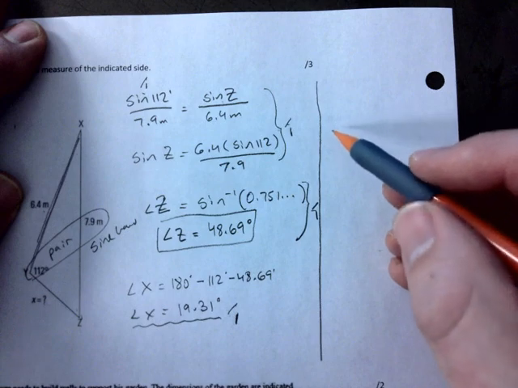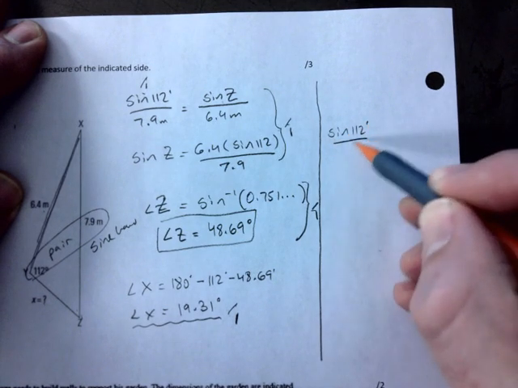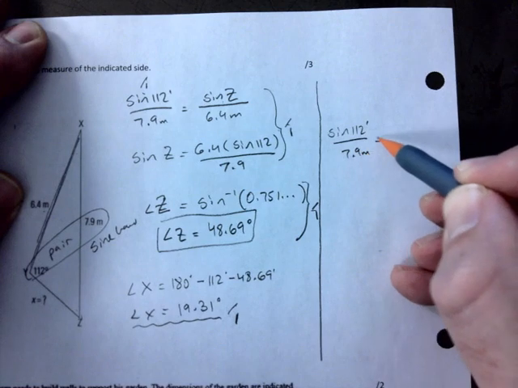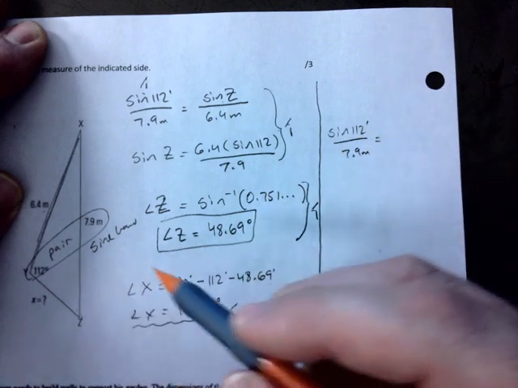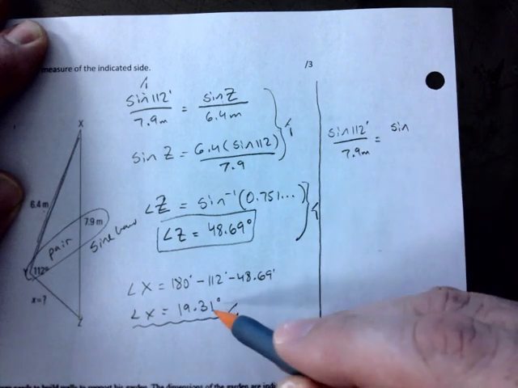Okay, one more time here. So now you have to use sine of 112 over 7.9. Again, you don't have to use this one, but I'm using my original pair. Then you're going to go sine of this angle.